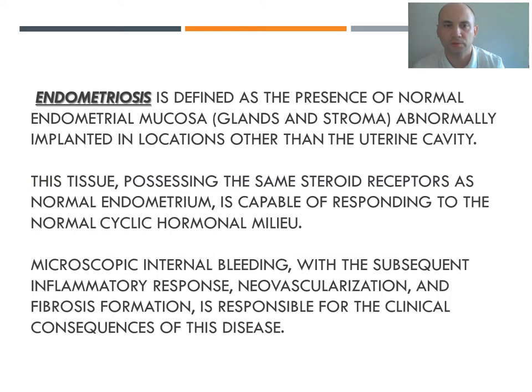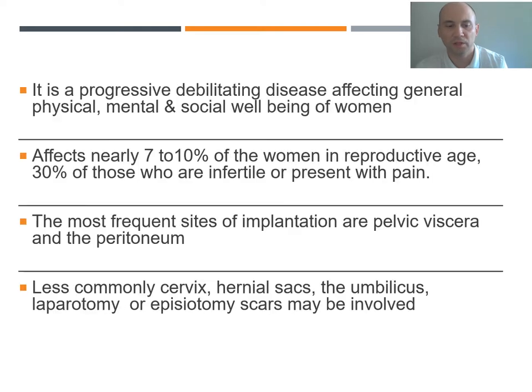Endometriosis is defined as the presence of normal endometrial mucosa, glands, and stroma abnormally implanted in locations other than the uterine cavity. This tissue, possessing the same steroid receptors as normal endometrium, is capable of responding to the normal cyclical hormonal milieu. Microscopic internal bleeding with the subsequent inflammatory response, neovascularization, and fibrosis formation is responsible for the clinical consequences of this disease. It's a progressive, debilitating disease affecting the general physical, mental, and social well-being of women.